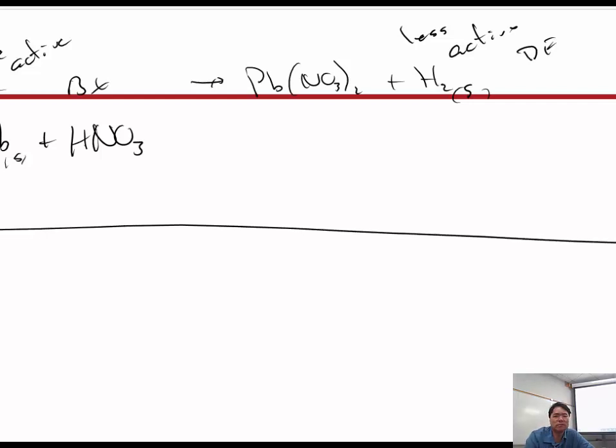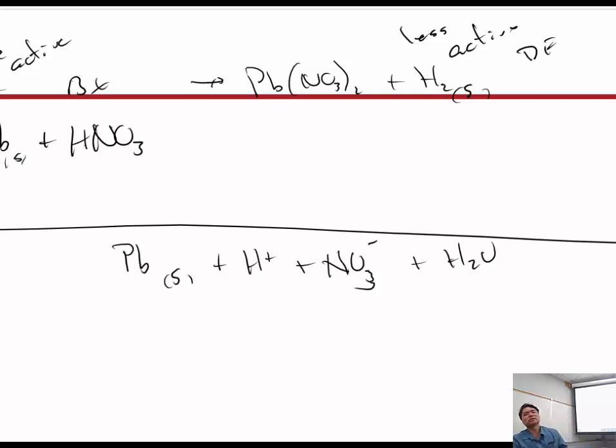Now let's redo this problem by the chart method. And so what we're going to do is we're going to inventory it. So we've got lead solid, and then nitric acid is a strong acid. The strong acid is fully ionized in solution. So it's going to give us H plus and nitrate. And we're also going to have water. Water is present in all of these.